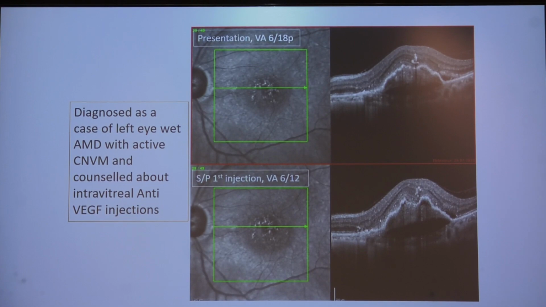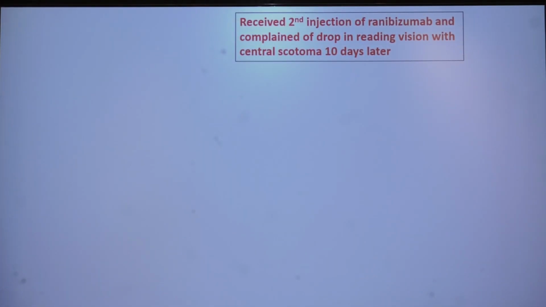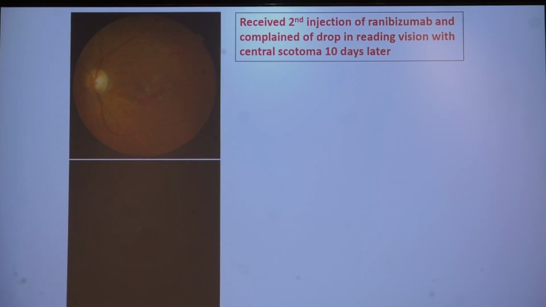It's become taller. There's maybe a prechoroidal cleft as well. The subretinal fluid is persisting. Received second dose of ranibizumab and complained of a drop in reading vision post that. So she got that. This is as gray a membrane as you might be able to see in the fovea.